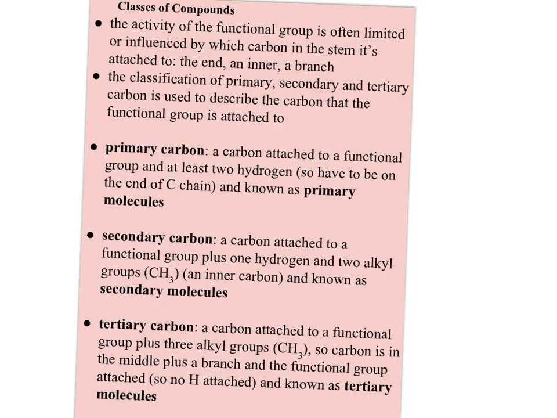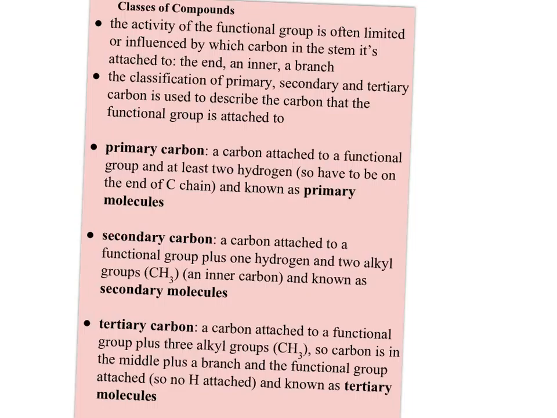So the classification of primary, secondary, and tertiary carbons is used to describe the carbon that the functional group is attached to. A primary carbon is when the carbon attached to the functional group also has at least two hydrogens. That means it would have to be the end of a carbon chain, because it's attached to the functional group and to two hydrogens. That only leaves one more bond to attach it to one carbon.